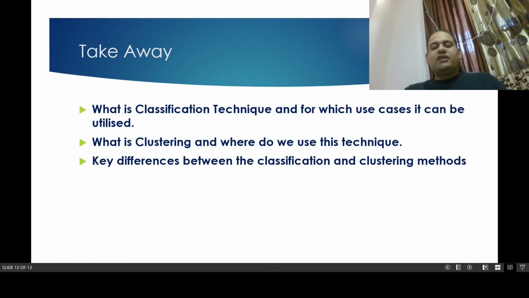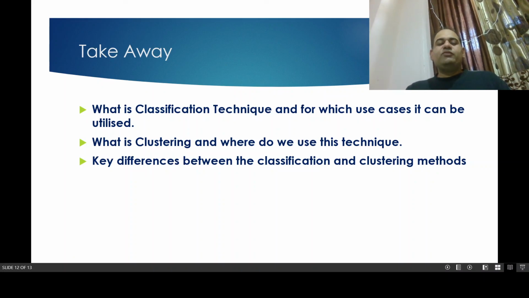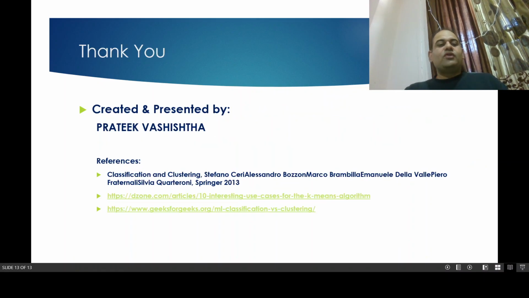So the chief takeaways from this session are: what the techniques related to classification are, what the techniques related to clustering are, how classification is used in various use cases, what the associated algorithms are, how clustering is used for various use cases, what the methods and algorithms associated with it are, and the key difference between classification and clustering techniques. That's all for the session.